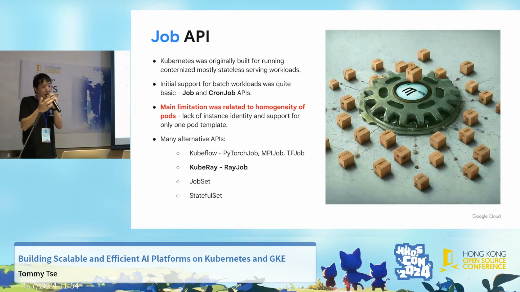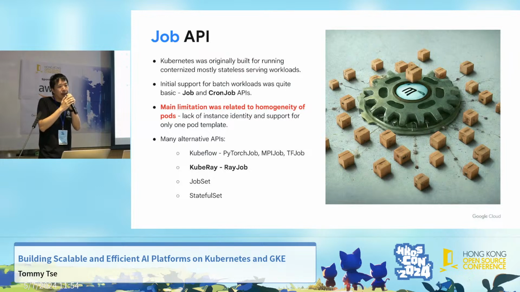For those who use Kubernetes, you might be aware of the Job API. It was quite limited in its original design, as was CronJob. It's basically just for running batch jobs on Kubernetes. But there's a key limitation: you cannot have a job definition with different pod templates. A pod, in case you do not know, is the most fundamental unit of compute that you deploy on Kubernetes.